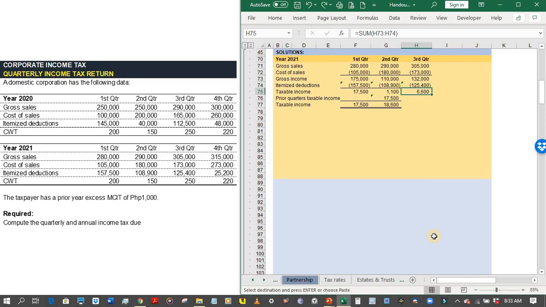And again, since the quarterly reporting must be cumulative, we need to add the taxable income computed in the first and second quarter, which has a total of 18,600 pesos. And the taxable income for the first 9 months of 2021 is 25,200 pesos. Then last, for the fourth quarter, so this is the annual reporting.